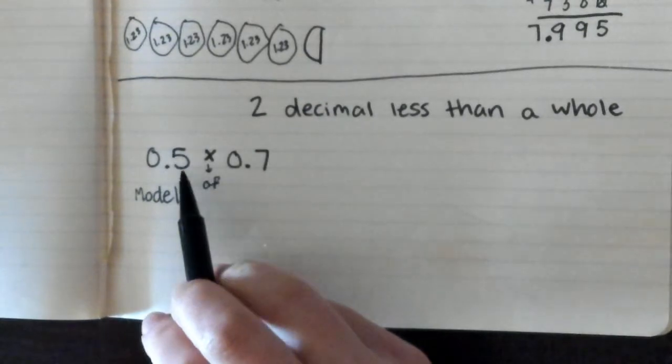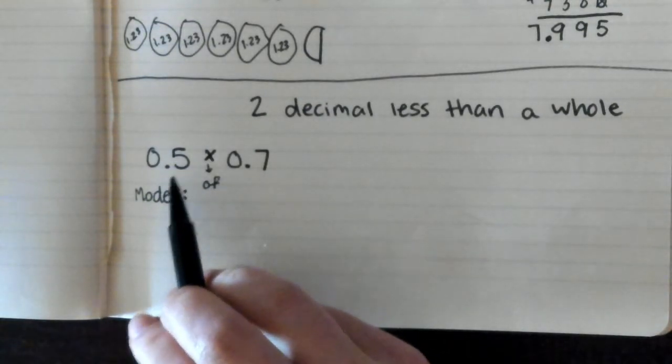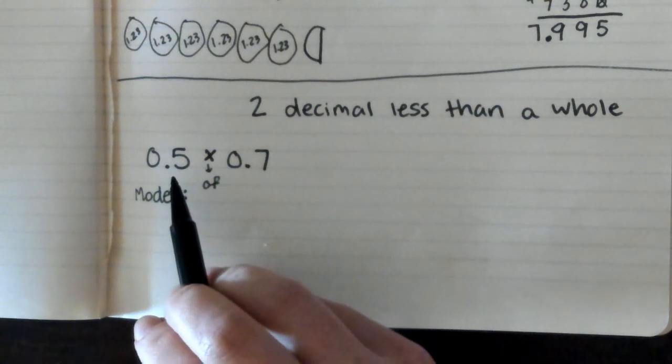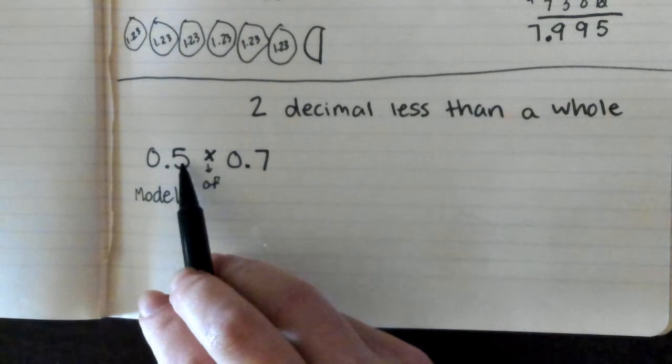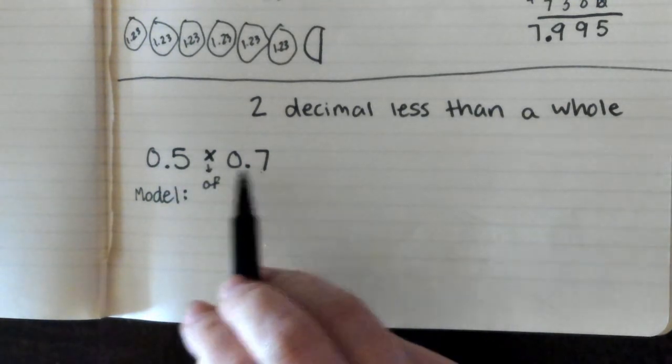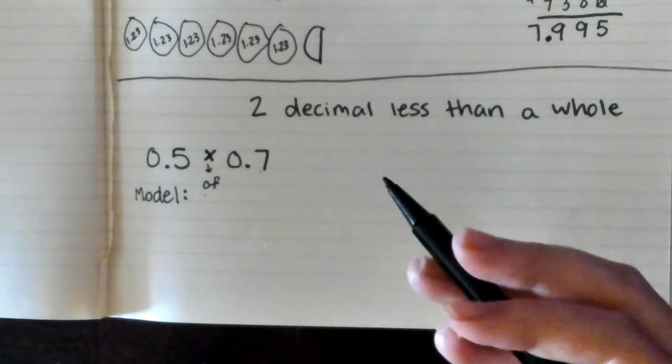5/10 of 7/10. And what is this again? That's not just 5/10. What else do we call that number? We call it a half. Half of 7/10. Half of 7/10. Half of 7/10. Now, that sounds like something I could solve.